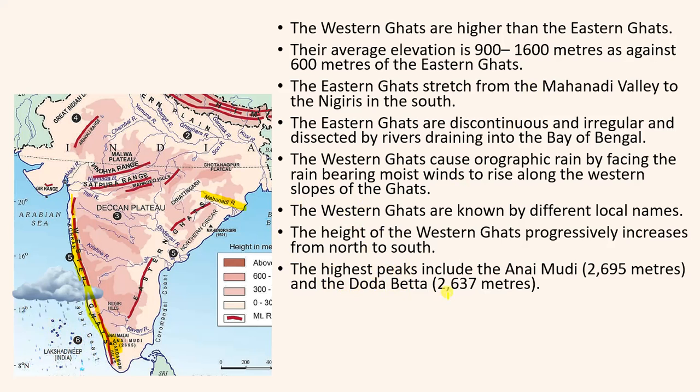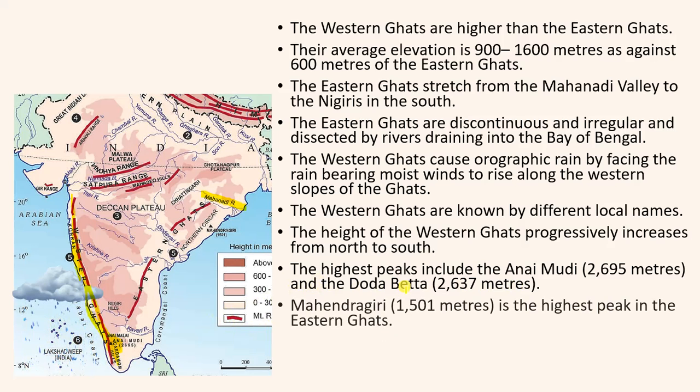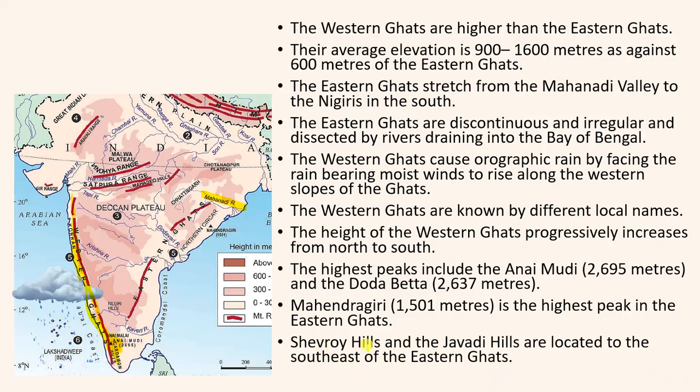And the Doda Betta, 2637 meters. Mahendragiri, 1501 meters, is the highest peak in the Eastern Ghats. So in the Eastern Ghats, the Mahendragiri mountain is the highest peak. Shevaroy Hills and Javadi Hills are located to the southeast of the Eastern Ghats.